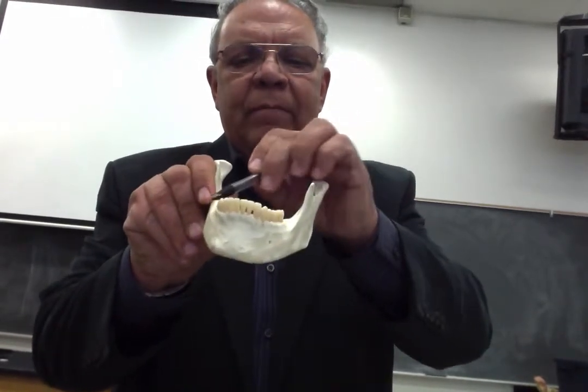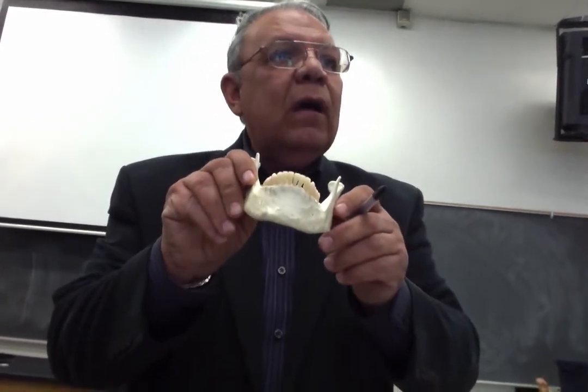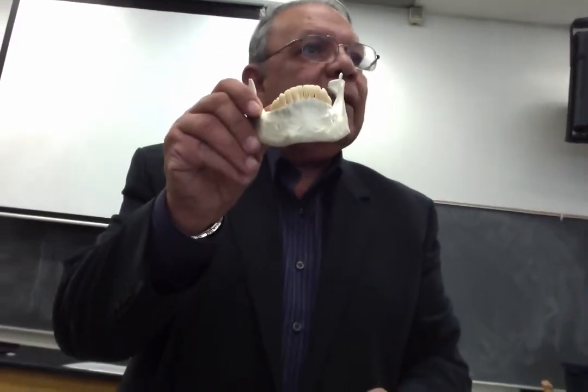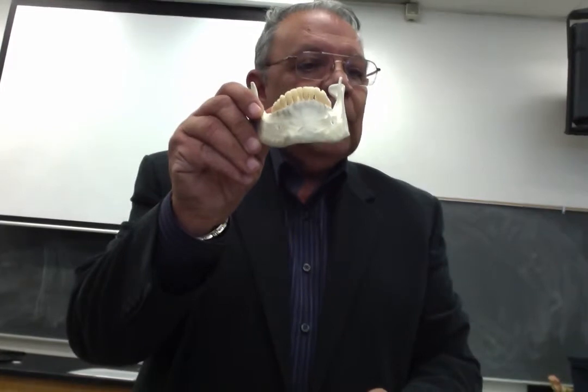This edge, we named it before as the inferior alveolar margin, for the sockets of the teeth that will be right over there. Okay? That's it for the mandible.